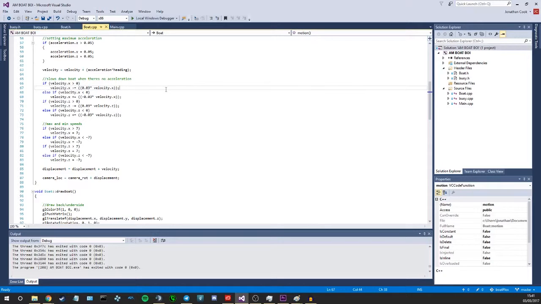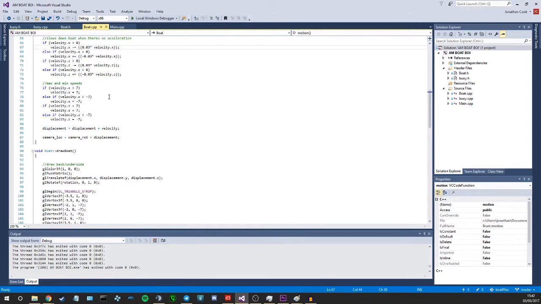And most notably, if we are turning, and say we're moving in the X direction and we turn to face the Z direction, our movement in the X direction will slowly come to a stop, so the boat will drift, but it will not go too far in the wrong direction. We also have a hard cap on the maximum velocity.